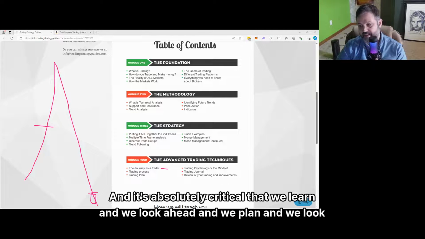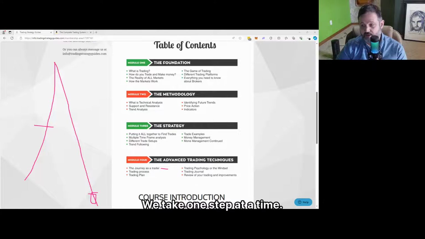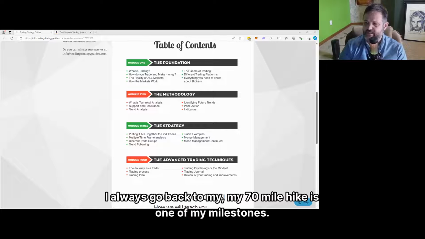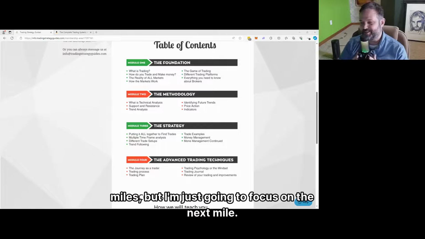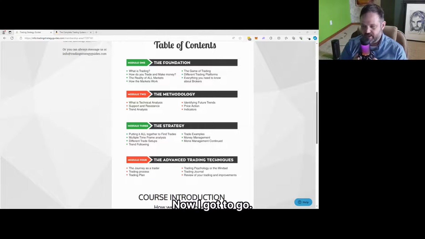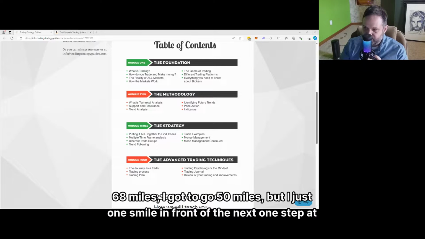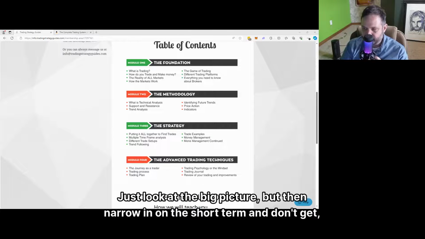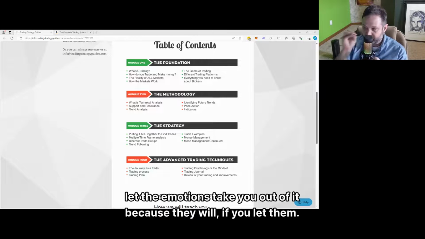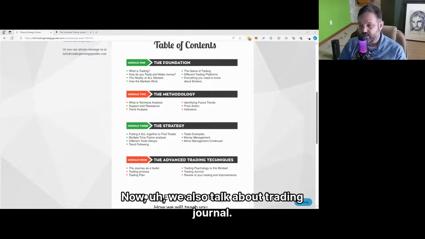It's absolutely critical that we learn and we look ahead and we plan and we look at it as a journey. We take one step at a time. I always go back to my 70-mile hike as one of my milestones. I'd look at those mile markers and say, okay, I've got to go 70 miles, but I'm just going to focus on the next mile. Okay, now I've got to go 68 miles. I've got to go 50 miles, but I just focus on one mile in front of the next, one step at a time. Look at the big picture, but then narrow in on the short term, and don't let the emotions take you out of it, because they will if you let them.